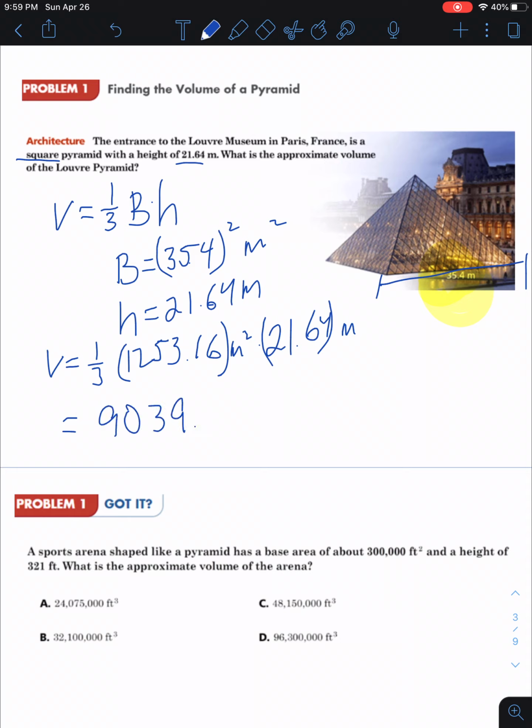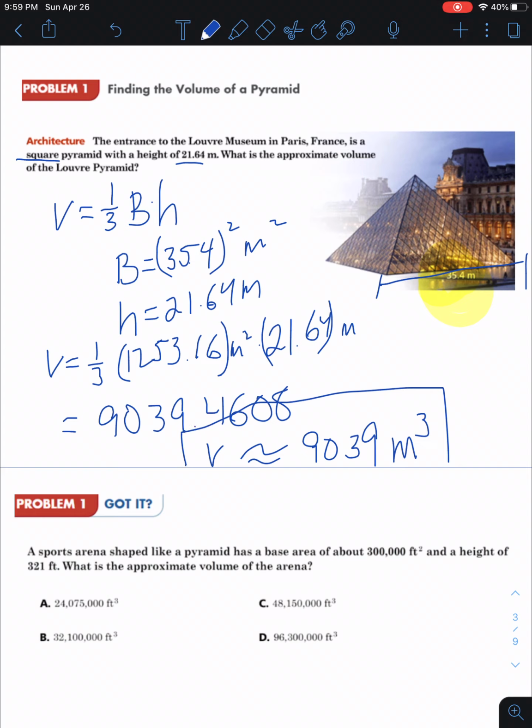9039 point, let's see, approximate value, so 0.4608. So approximately 9,039. We'll just put approximately here, since it says what is the approximate volume. I'm going to say cubic meters. There's the volume, approximately. Exactly, this would be the exact. All right, well, that's rounded, so we're getting close. Same idea here.